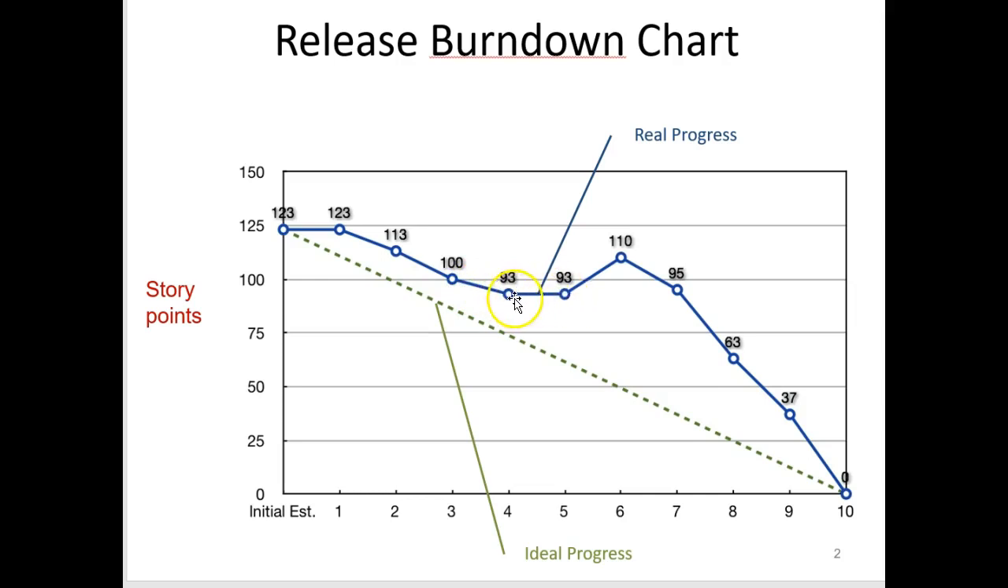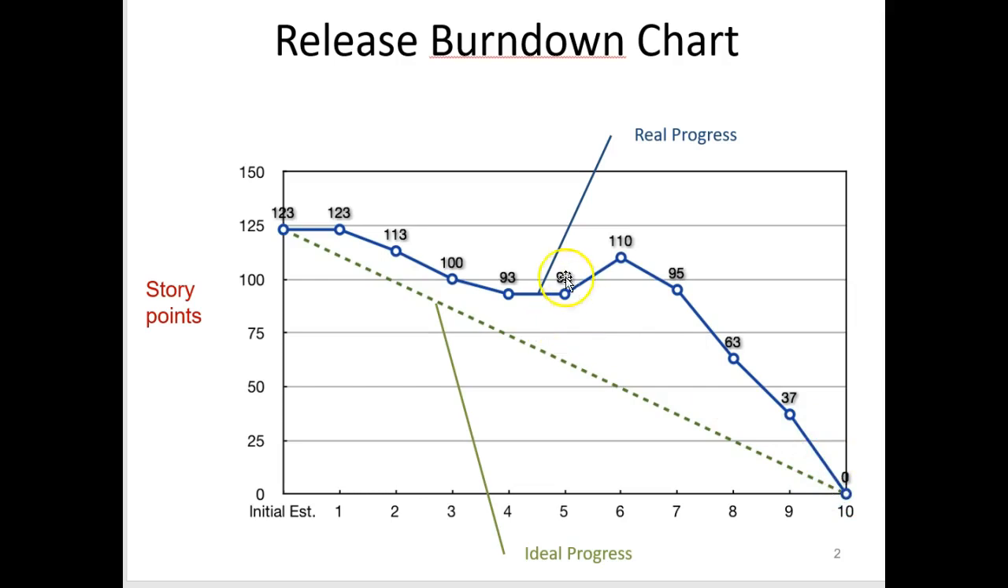And here you're going to stay flat. It means that no work was done there. Maybe there was an issue. Maybe there was a meeting. Here your work is increasing. You're adding story points. Maybe there was some rework needed, or there was scope creep. And then from here it seems that you go very fast. 15 story points burned here, a lot burned here, a lot burned here, and then you get to 0.